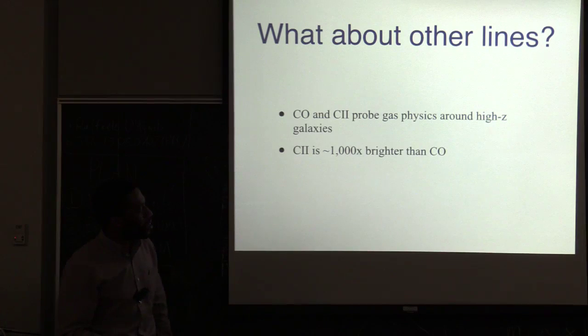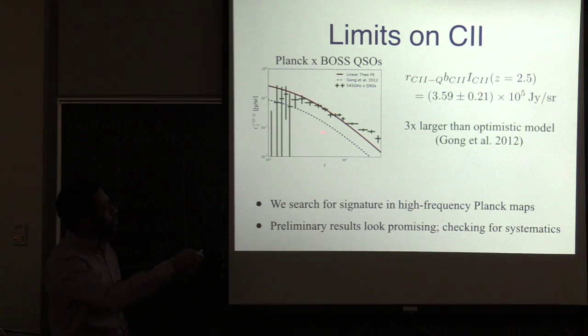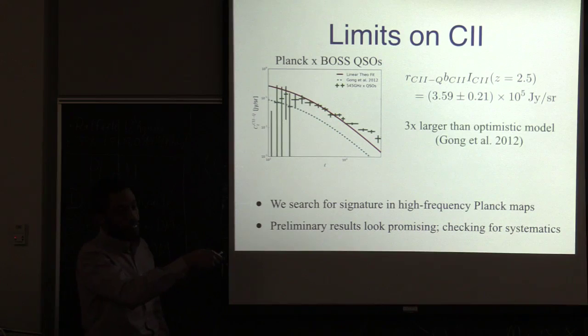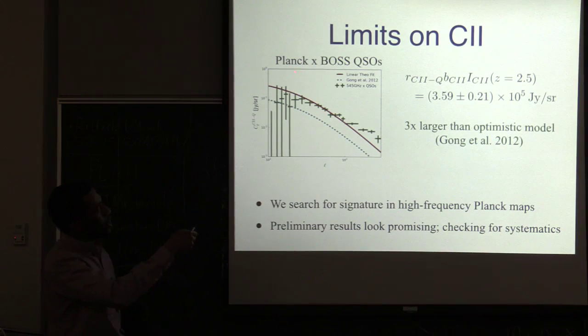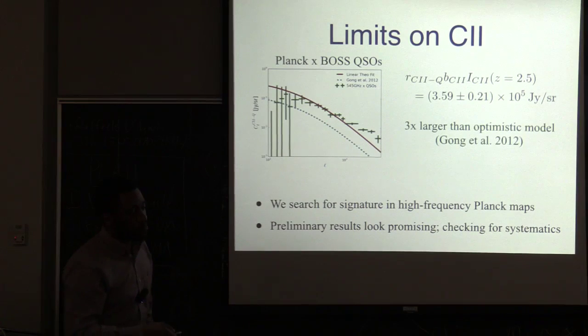Okay, what about other lines? CII is 1,000 times brighter than CO, and so we'd expect that to be a good candidate for first detection. And here is some work that I'm working on now, where I cross-correlated Planck high-frequency maps with BOSS quasars. And what I find here is it looks like a power spectrum. It's about a 24 sigma detection of this power spectrum on these scales. We stop here because beyond this we think it's just due to nonlinear clustering.